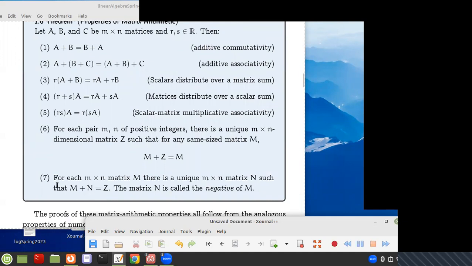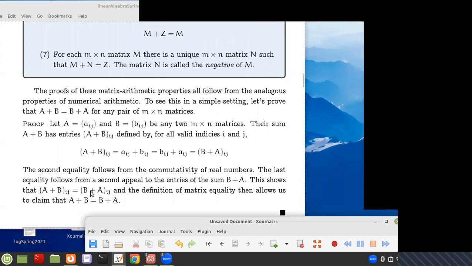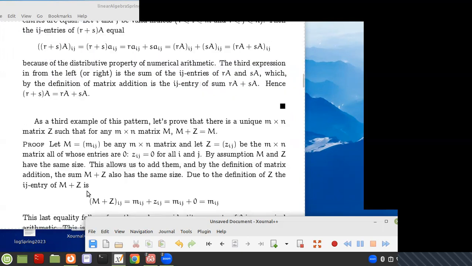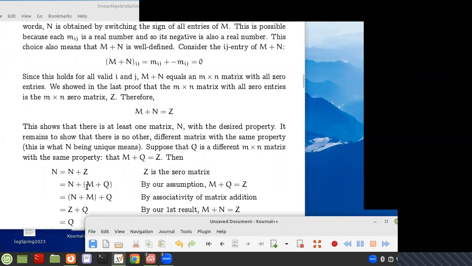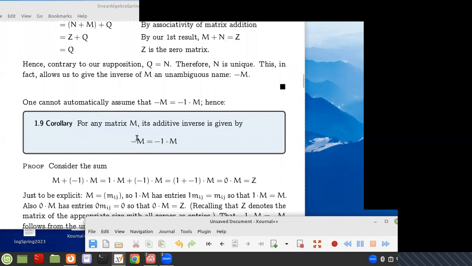Then there's also the seventh one, which is a little bit like this one: for each n by n matrix M, there's a unique same size matrix N such that M plus N equals Z, the zero matrix. This goes back to the fact that if there's a number 5, there's a number minus 5, and 5 plus minus 5 equals 0. Just the analog of that. And you can see that this N is just going to be, here's a proof of that, this minus M is just going to have the entries that are the negative.